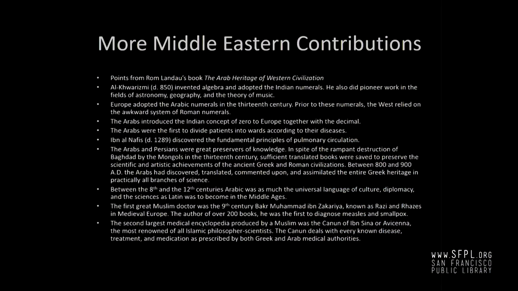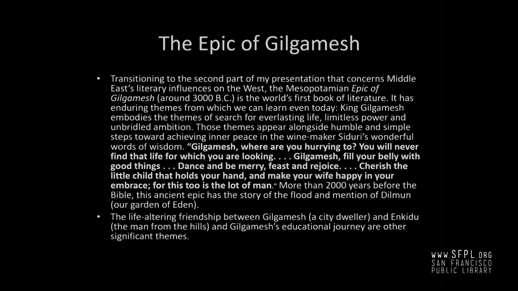Al-Khwarizmi is known as the father of algebra. Al-Khwarizmi's name became algorithm. And so algebra comes from the Arab scholars. The Indian concept of zero and the Arabic numerals, which also are of Indian origin, were introduced to Europe by the Arabs. Okay. So I'm going to move on to the literature part of this presentation. I have to keep my eye on the clock also.